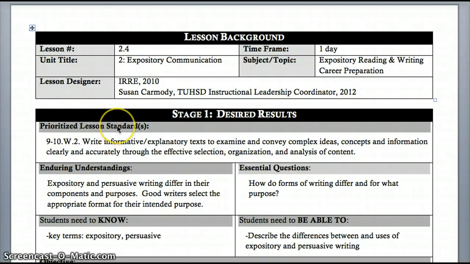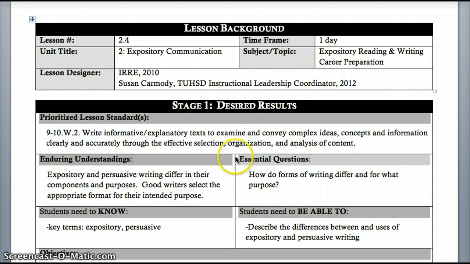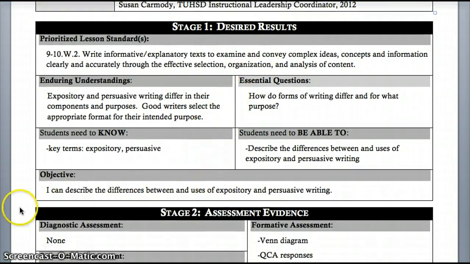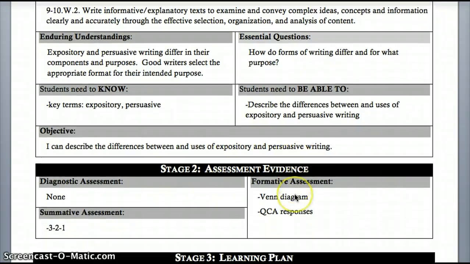This is a screencast for lesson 2.4. As you can see, this lesson is a one-day lesson, so it's very short in comparison to many of the lessons that we've had before. The objective for this lesson is: I can describe the differences between and uses of expository and persuasive writing.